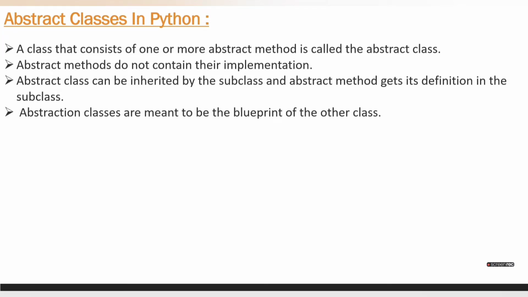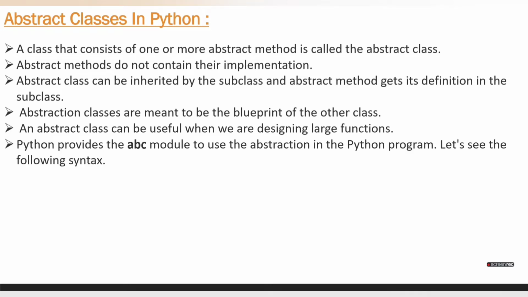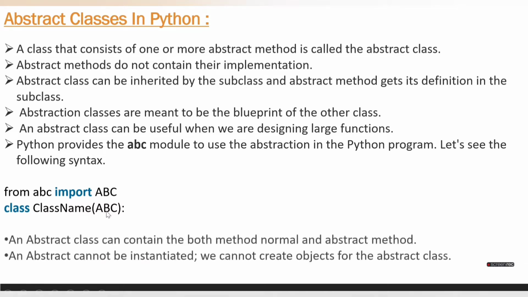Abstract classes are meant to be the blueprint for other classes. An abstract class can be useful when we are designing large functions. Python provides the ABC module to use abstraction, so we need to make use of the ABC module for abstract classes in the Python program. The syntax for abstract classes is, you need to use this ABC module. From abc import ABC. This ABC stands for abstract base classes, and here you need to provide the class name which will be the abstract class, and you need to import this ABC for that class.